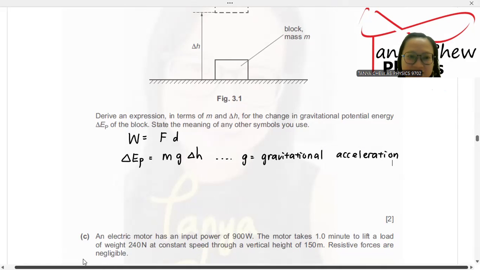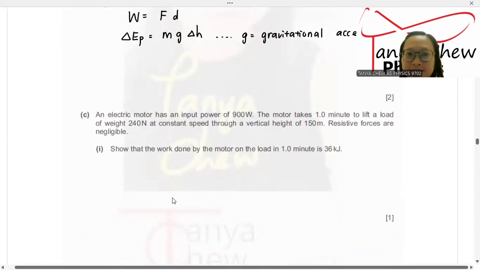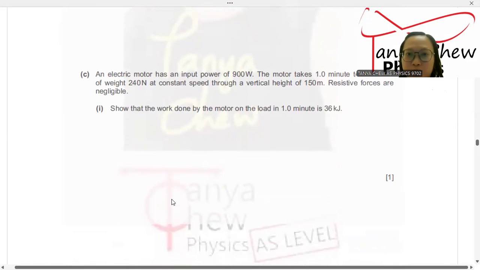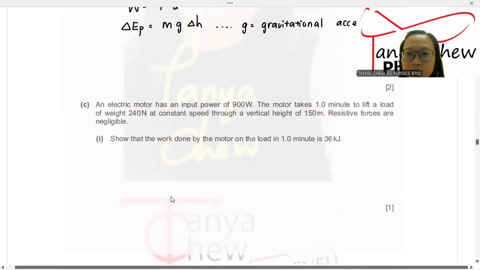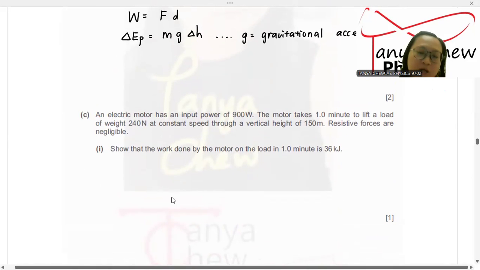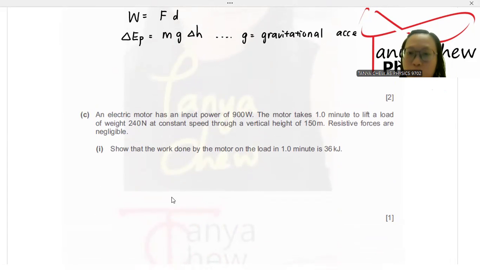Done. C, an electric motor has an input power of 900 watt. The motor takes 1 minute to lift a load of weight 240 Newton at constant speed through a vertical height of 150 meter. Resistive forces are negligible. First part, show that the work done by the motor on the load in 1 minute is 36 kilojoule. Right, so the work is equal to the change in gravitational potential energy of the load, which is mg delta h.